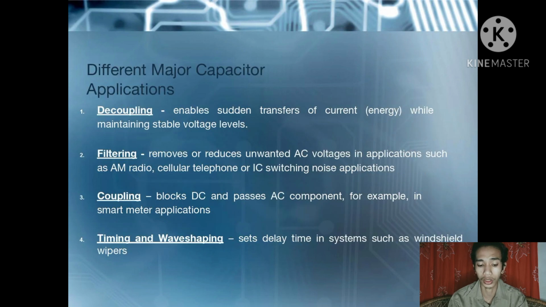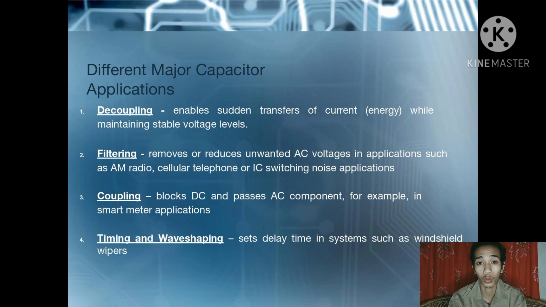The different major capacitor applications. So there are four major capacitor applications. First one would be decoupling. So again, it has been recently discussed. Decoupling enables sudden transfers of current or energy while maintaining stable voltage levels. So that would be the major capacitor application. So decoupling is one of them. So next one would be filtering. Again, filtering was stated before as the second most common application of a capacitor.